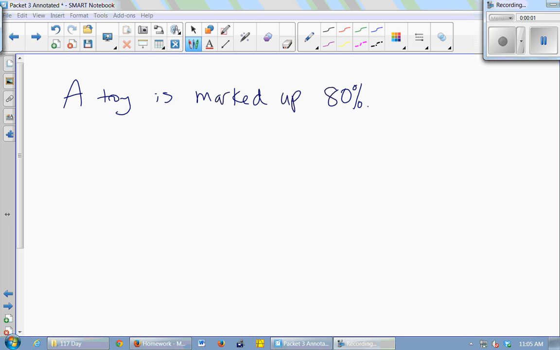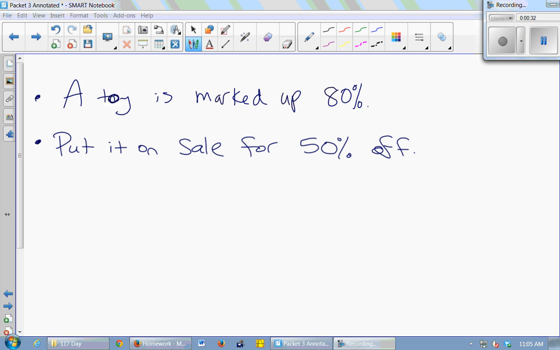Here's a problem to answer when you do multiple percent changes. So we have a toy that's marked up 80% by the store. So that's the first thing that happens, right? Then after a few months, they have a bunch left over. They slash the prices. They put it on sale for, let's say, 50% off. So we'll just do two for now: a markup and then a markdown.